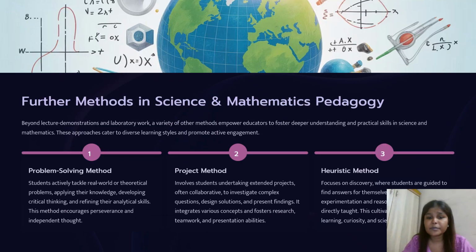Next, we come on to what are different methods of teaching science and mathematics. So the very first one is the problem-solving method, wherein students are given real-life or theoretical problems to solve. This develops their logical reasoning, creativity, and perseverance. The next one is the project method, wherein the learners work on extended projects, researching, designing, experimenting, and presenting results. It integrates knowledge from different subjects and encourages teamwork. The next comes the heuristic method, which is derived from the Greek word heurisko, meaning to find out. This method encourages students to discover facts on their own through reasoning and experimentation.